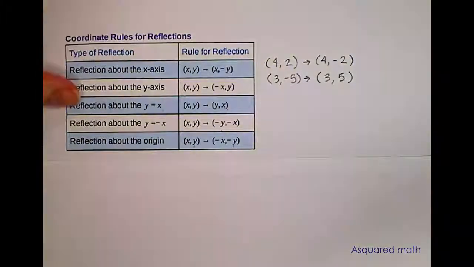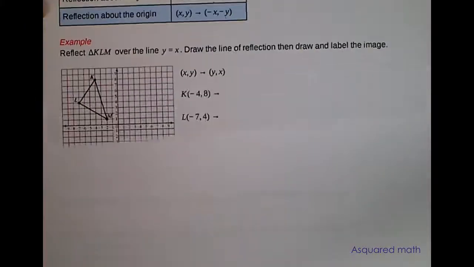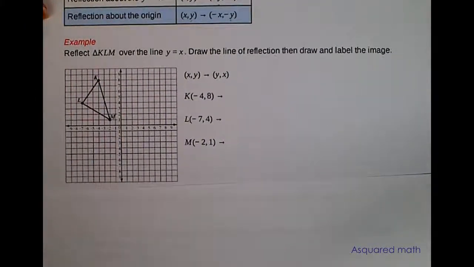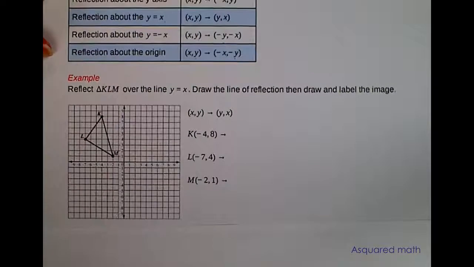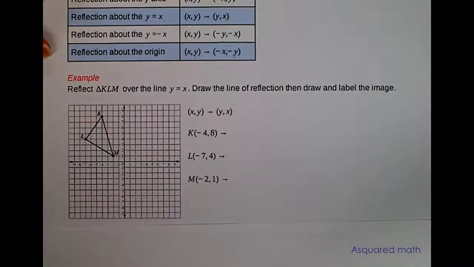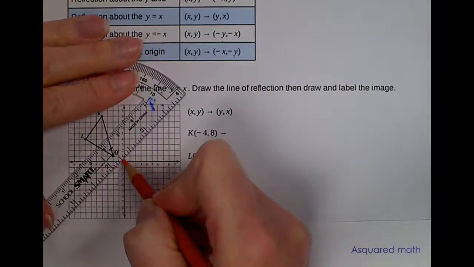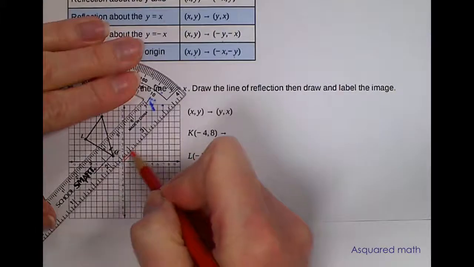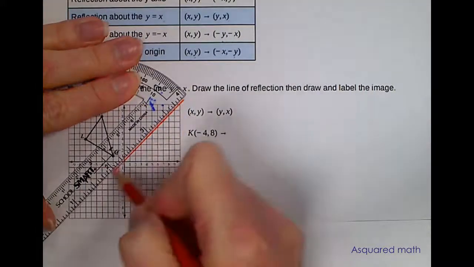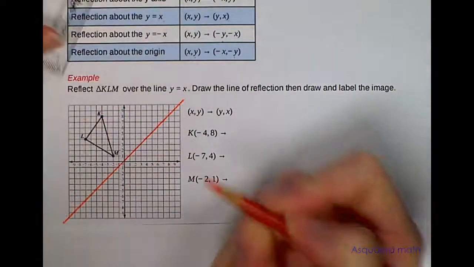So let's do an example here. Again, we're given triangle KLM. This time we're going to reflect about the y equals x line. Let's draw in that line so we can get a nice visual of what we are reflecting over, because it's easier for our brain to think about what we have to do when we don't have to think about an invisible line.